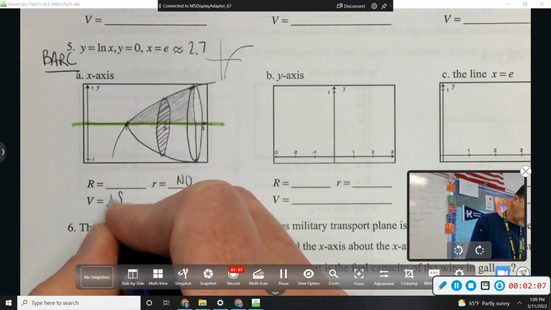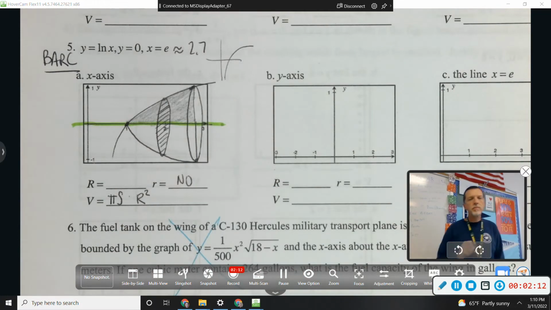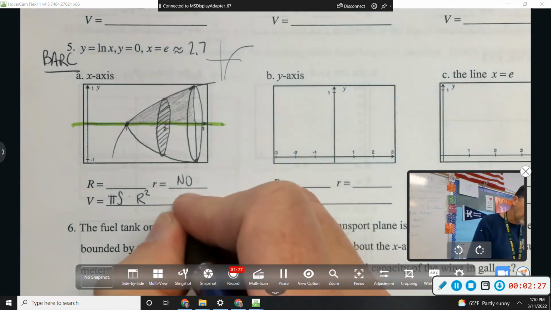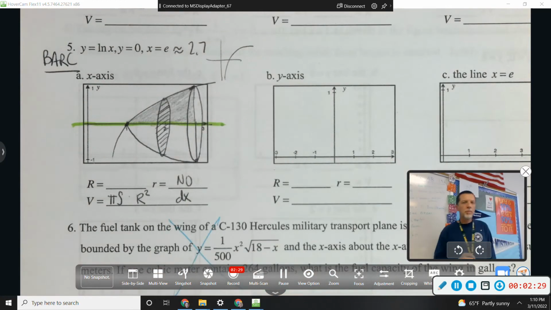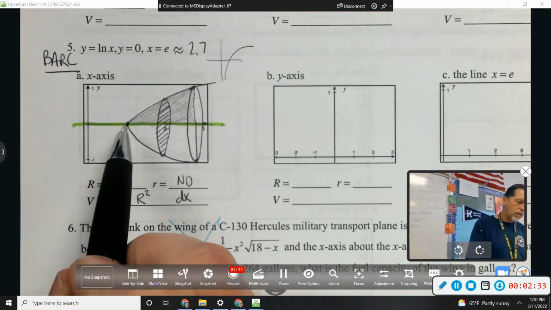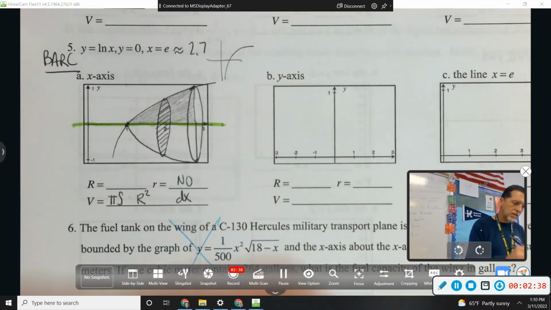I'm going to jump down to the volume thing because I like to think about dx or dy because that determines a lot of stuff. Are my discs stacked along the x direction, or are they stacked in the y direction? They're stacked in the x direction, which means my limits need to be in the x direction. So am I going 0 to 1 or 1 to e? 1 to e.